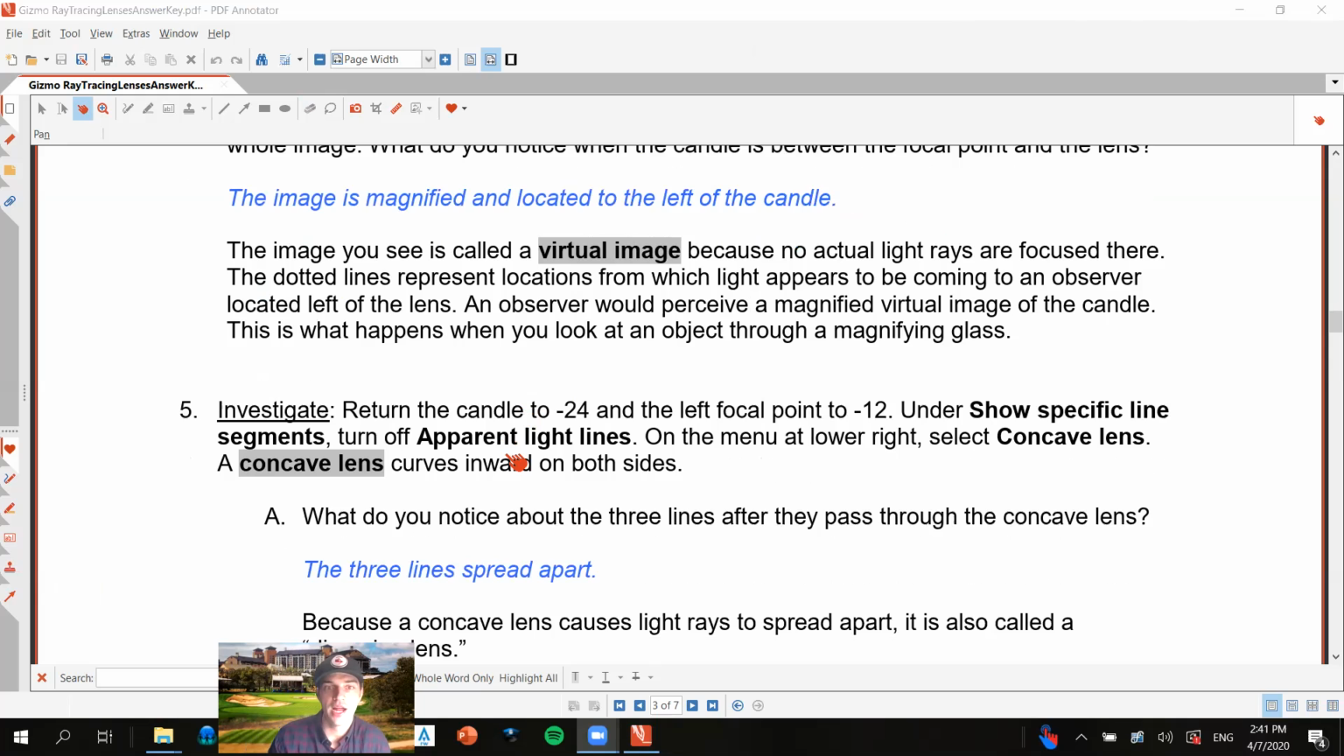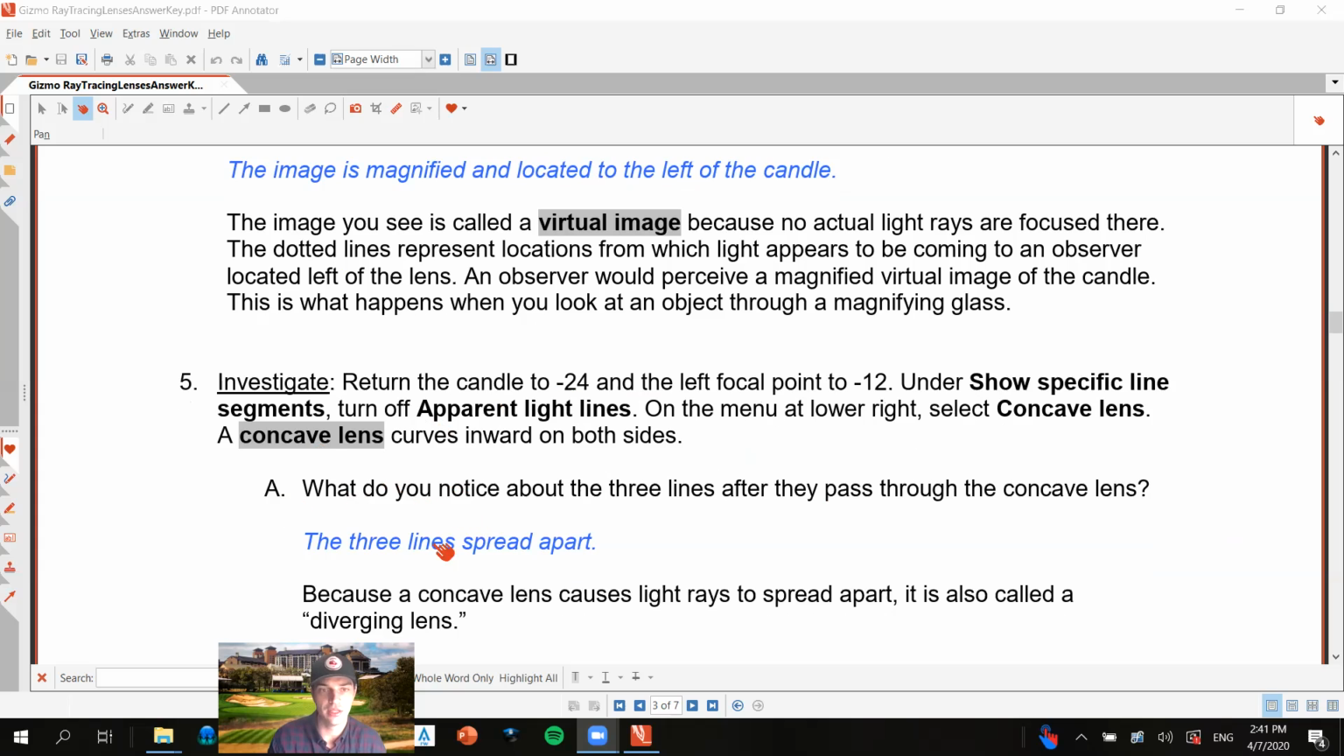So the investigation then asks us to return the candle back to its original location at minus 24 and the left focal point to minus 12. Under show specific line segments, it asks us to turn off our apparent lines. That way, when we select concave lens, we'll be asked to analyze the appearance of a virtual image.